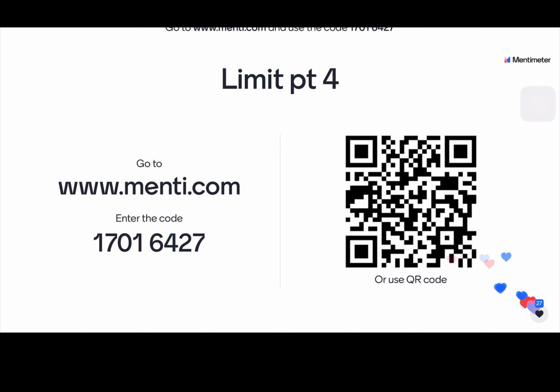This will be limit part 4. I think we will have limit part 5. So the derivative introduction is still on limit. It's derivative, but it's still on limit in the chapters.